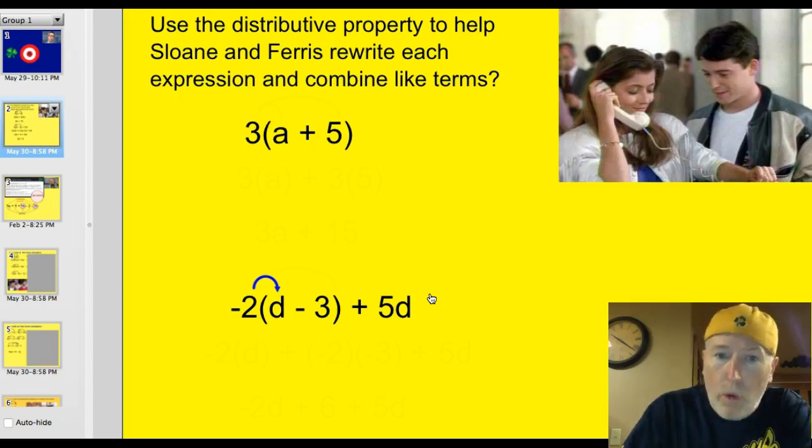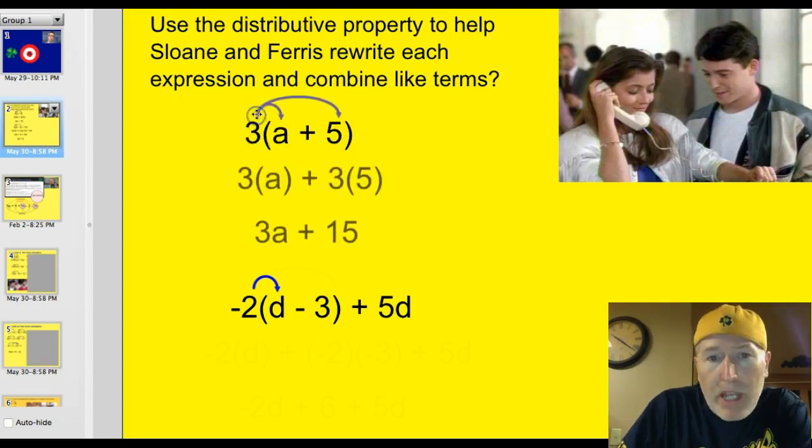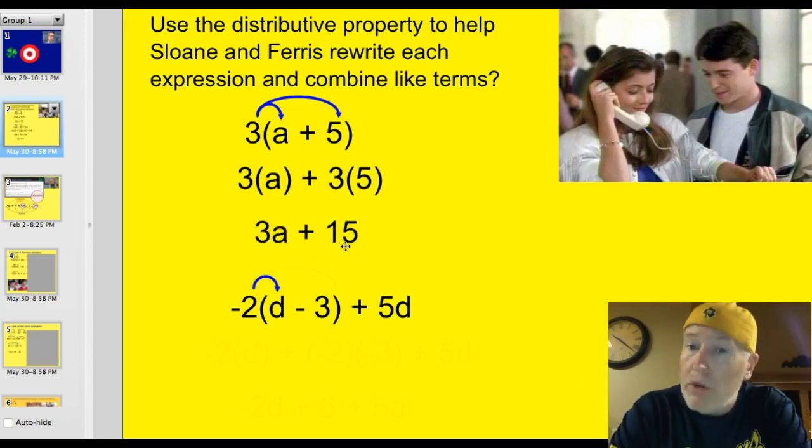Well, we've got 3 times the quantity of a plus 5. The distributive property says that we can distribute out or pass out this 3 to the a and to the 5, like I've done here: 3a plus 3 times 5. I keep the same sign in the middle. I just pass out the multiplication. I can simplify that to 3a plus 15. And that's as far as I can go without knowing what the variable a stands for.